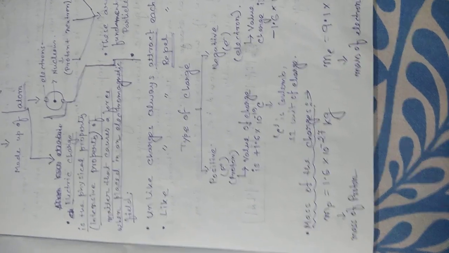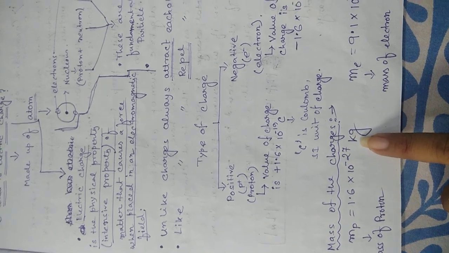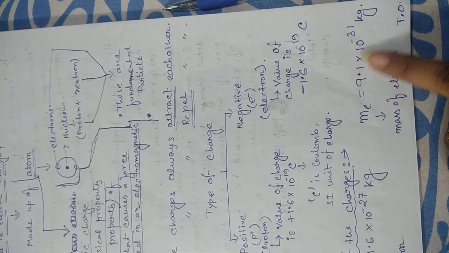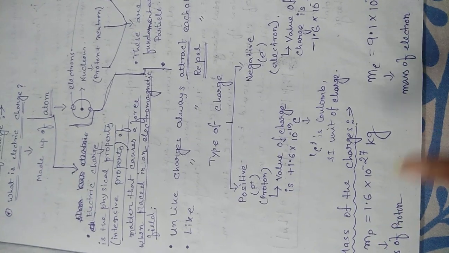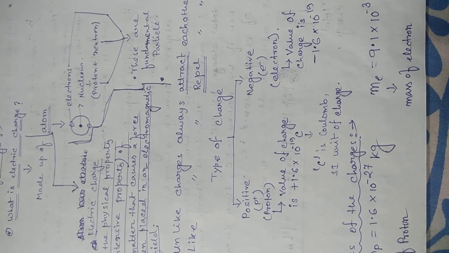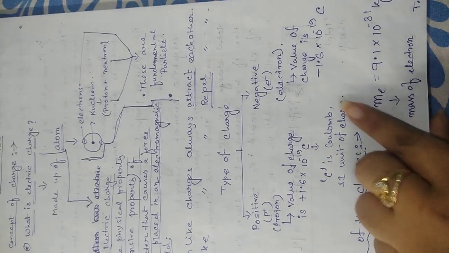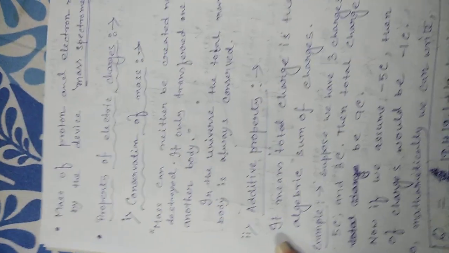Now let's talk about the mass of charges. Mass of proton is 1.6 into 10 to the power minus 27 kg, and mass of electron is 9.1 into 10 to the power minus 31 kg. Because these are very tiny particles and they are placed inside atoms, also tiny particles, the mass of proton and electron is measured by a special device that is called a mass spectrometer. Okay, so now let's talk about some properties of electric charge.